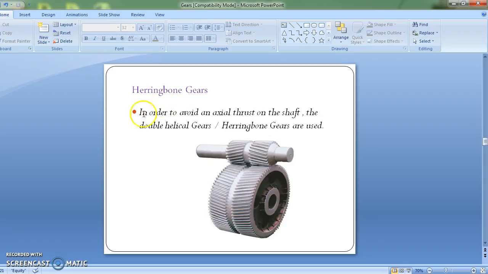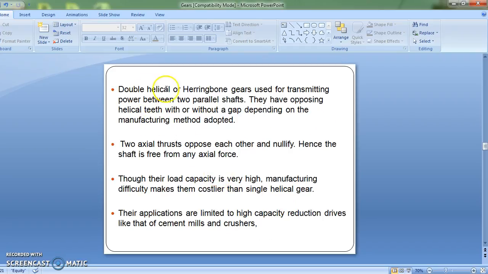Herringbone gears. In order to avoid an axial thrust on the shafts, the double helical gears or herringbone gears are used. Double helical or herringbone gears are used for transmitting power between two parallel shafts. They have opposing helical teeth with or without a gap depending on the manufacturing method adopted. The two axial thrusts oppose each other and nullify. Hence, the shaft is free from any axial force.